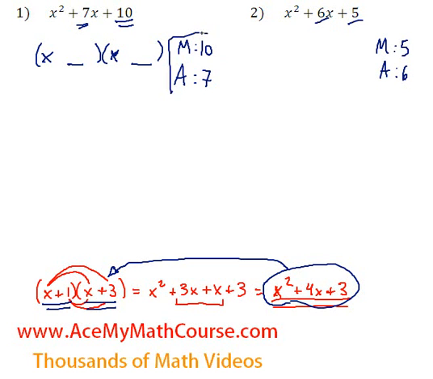But in this case, two numbers that multiply to 10 and add up to 7, what will they be? How about 2 and 5? 2 plus 5 is 7. 2 times 5 is 10. Fantastic. So that's the answer. And what do we do with this? Well, we're going to add a 2 over here and add a 5 over here. So that is the fully factored form of the trinomial: (x plus 2) times (x plus 5).